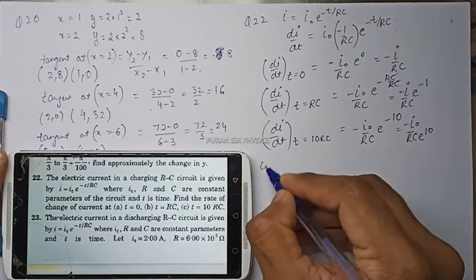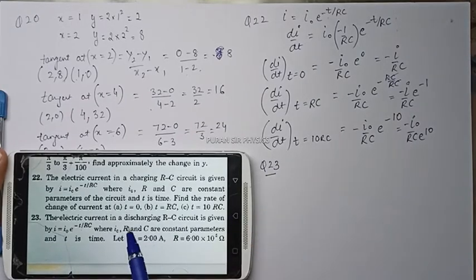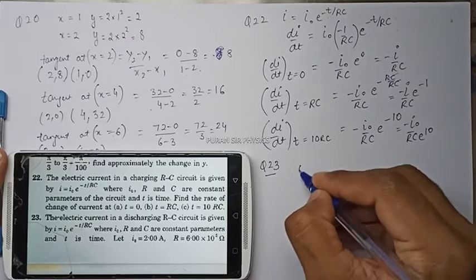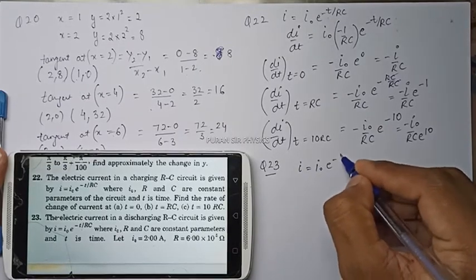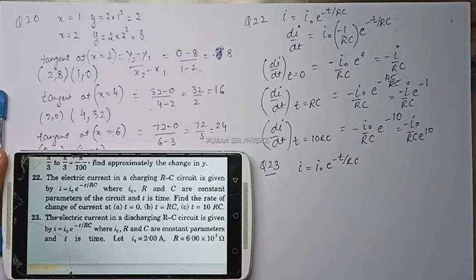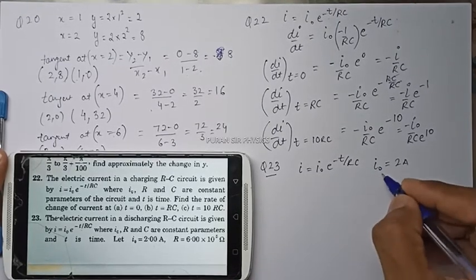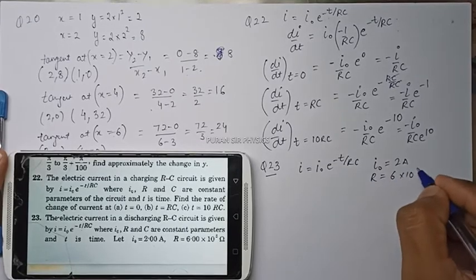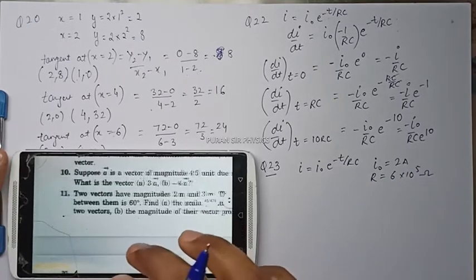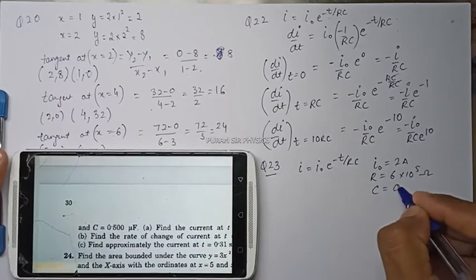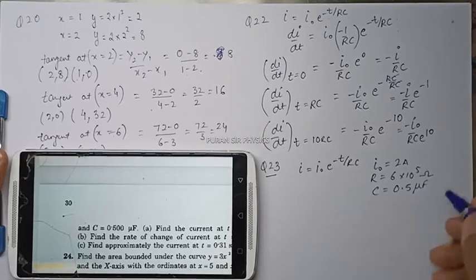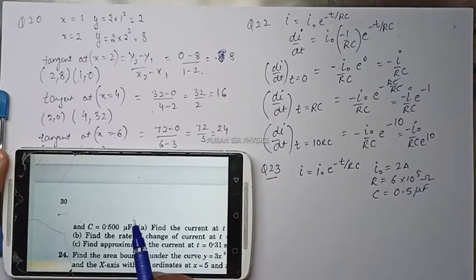In question number 23, the electric current in the discharging RC circuit is given by this. So your I is given as I naught e raised to power minus t by RC, where I naught, R and C are constant parameters and t is time, and it is given that the value of I naught is 2 ampere and the value of R is 6 into 10 raised to power 5 ohms. And what else is given? And C is 0.5 microfarad. So this is the unit of the capacitance that we will cover in plus 2.